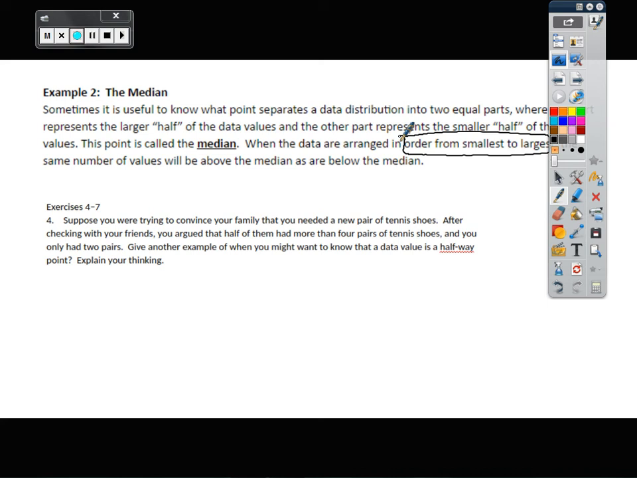So, this is exercise 4. Suppose you are trying to convince your family that you needed a new pair of tennis shoes. After checking with your friends, you argued that half of them had more than 4 pairs of tennis shoes, and you only had 2 pairs. Give another example of when you might want to know that a data value is a halfway point. Explain your thinking. I'm going to give you an example from me.